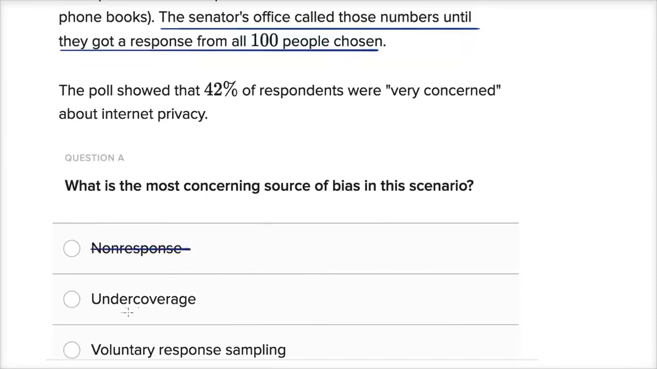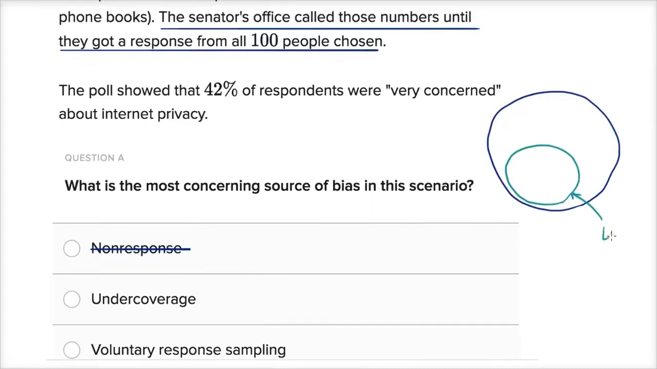All right, next choice, undercoverage. Well, undercoverage is where you're not able to sample from part of the population, and a part of the population that actually might, because you didn't sample it, introduce bias. And let's think about what happened in this situation. We are a senator. We want to sample all of our constituents. But instead we sample from the constituents who happen to be listed in the phone book.